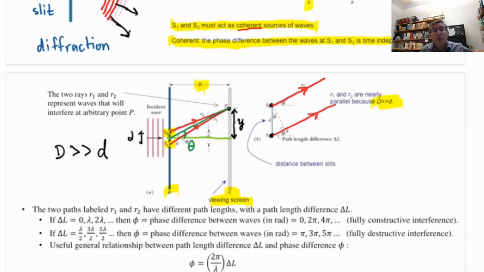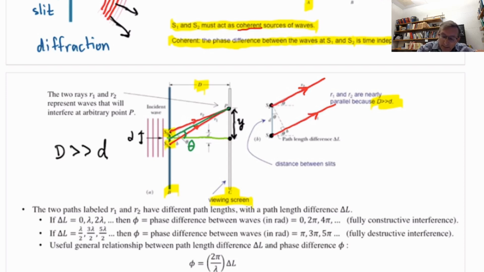And that's true no matter where point P is, except if point P is right at the midpoint there. Then the two waves do not travel different distances to get to P. But we're talking about the point P up above there. And so the wave that travels along R1 travels farther to get to point P than the wave that travels along R2. And what we want to know is the path length difference for the two waves, because that's what's going to produce the phase difference.